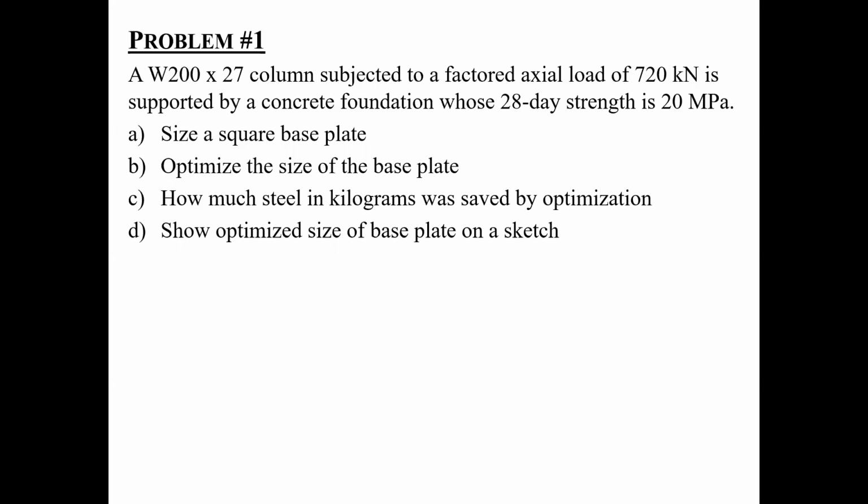Okay, so basically we had a W200 by 27 column subject to an axial load of 720 kilonewtons, not bad. And it's supported by a concrete foundation whose 28-day strength is 20 MPa. So we start off by choosing a square base plate, and then we will optimize it. And then of course, we'll see how much steel we can save from the optimization.